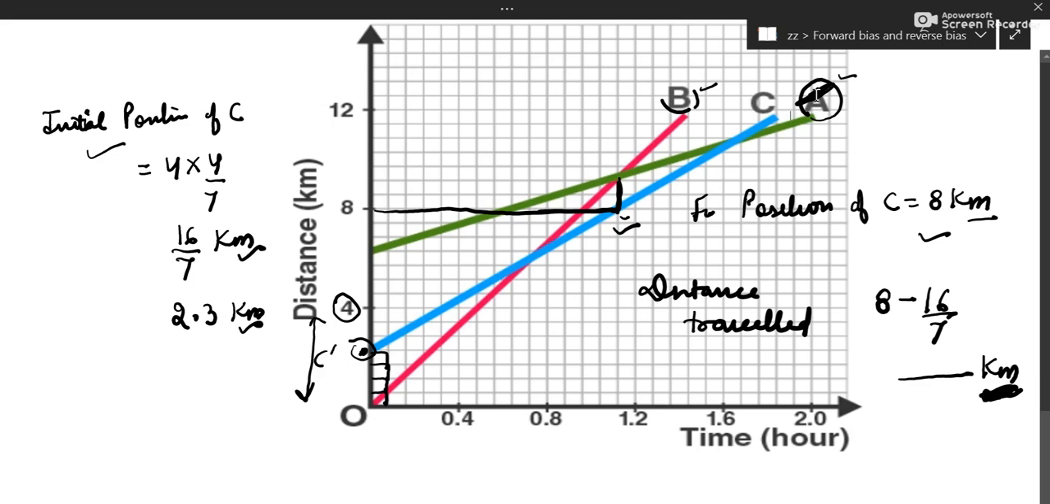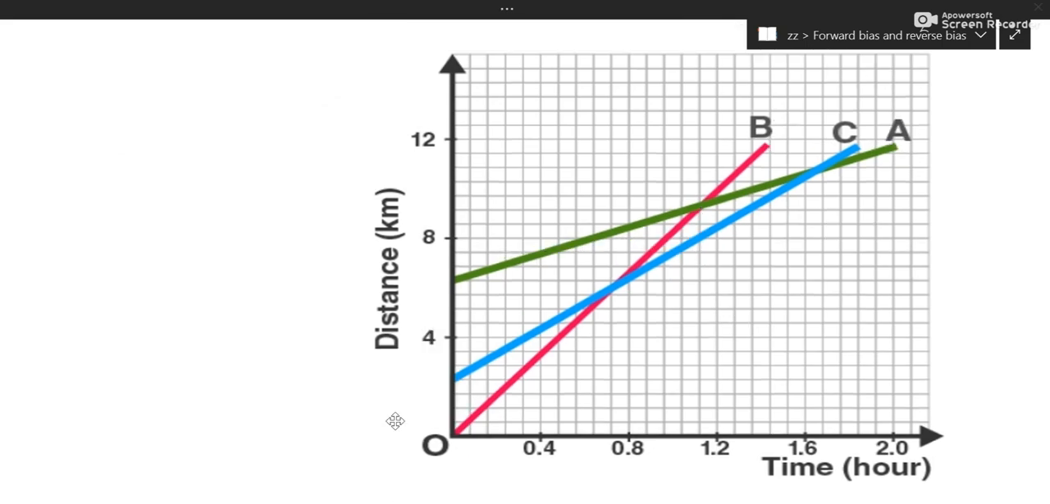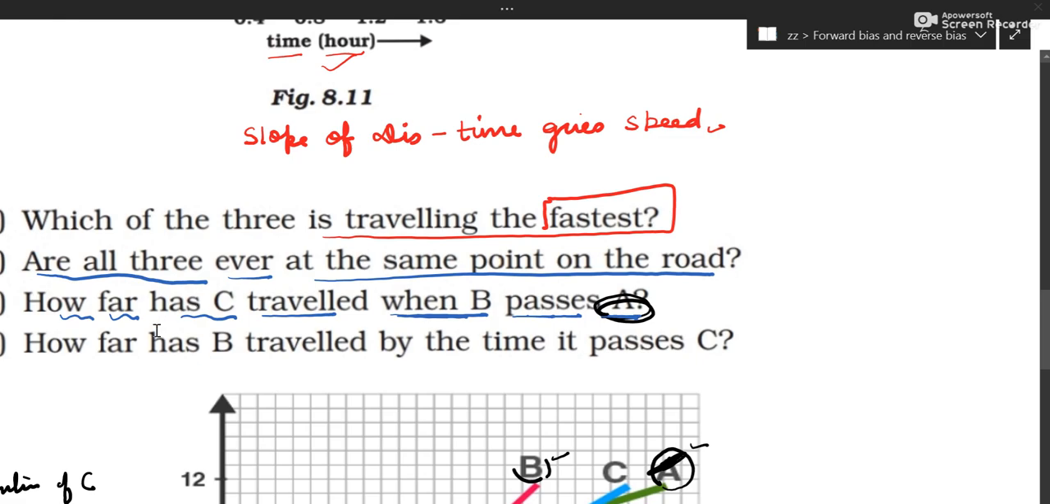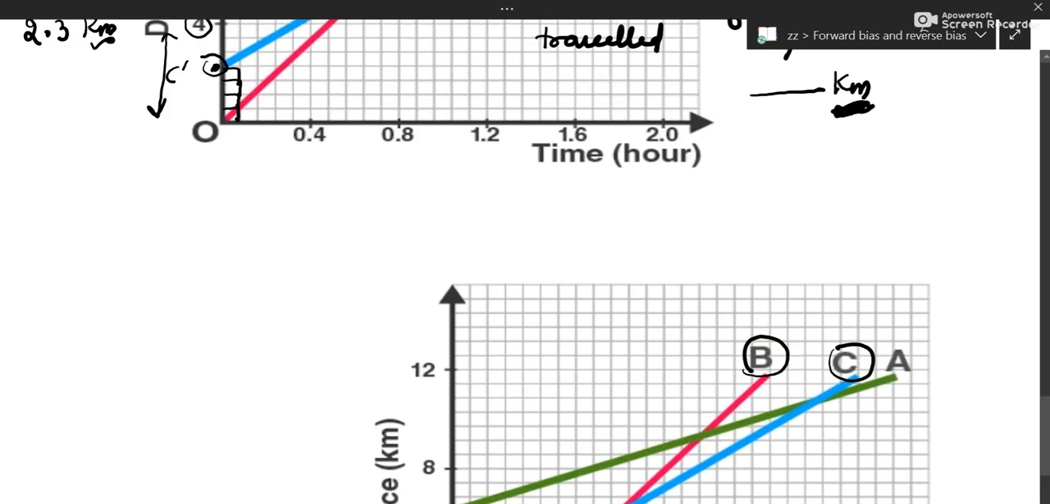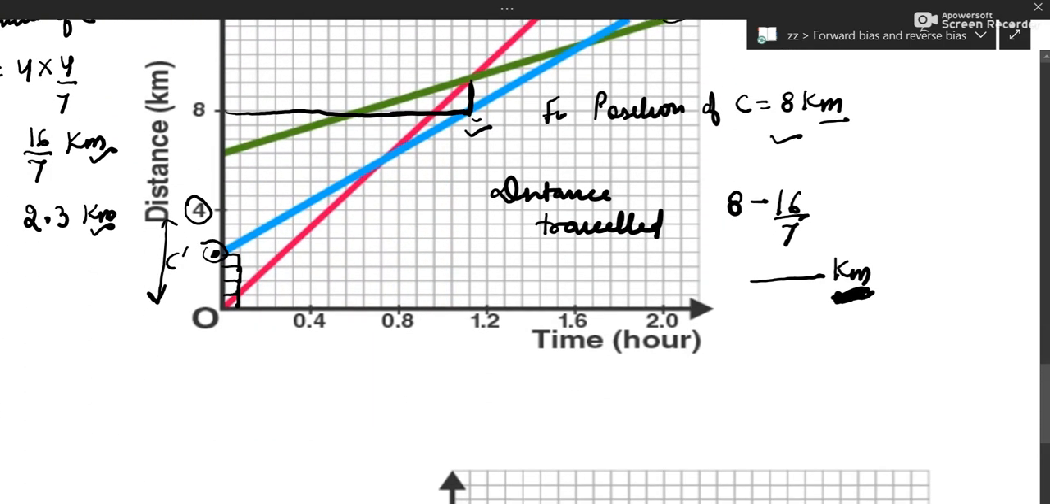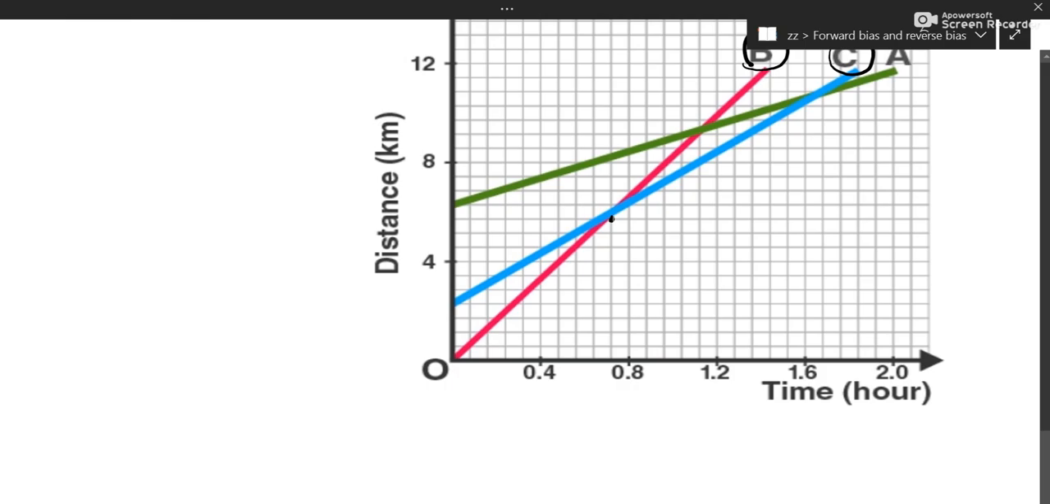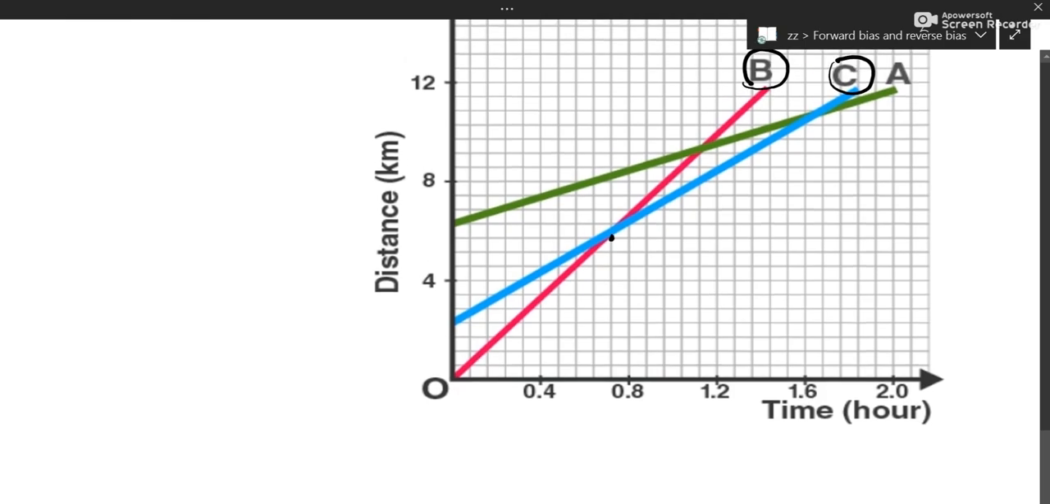So let us go to the next part of the question. Let us see what the next part is. How far has B traveled by the time it passes C? So B and C. B is red, C is blue. So they intersect here. B has traveled. So where is B right now? B is here.